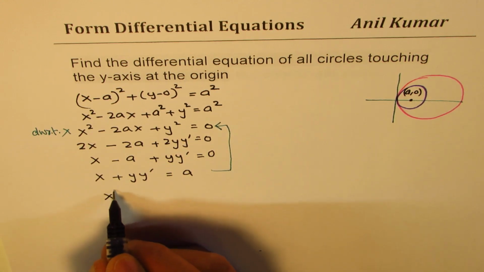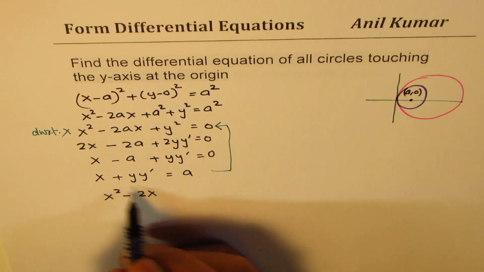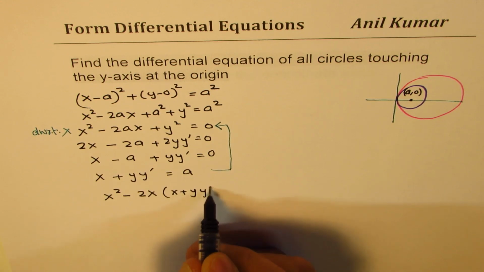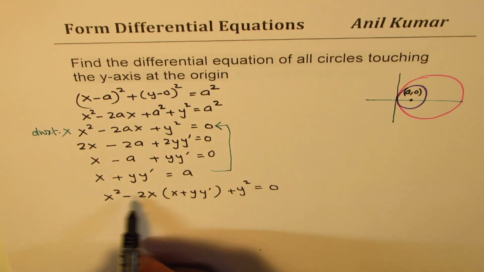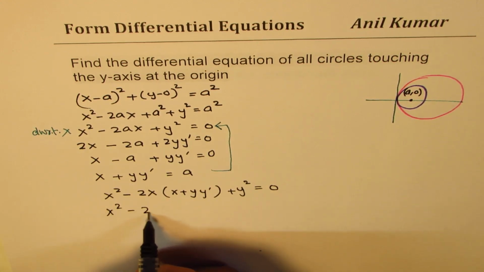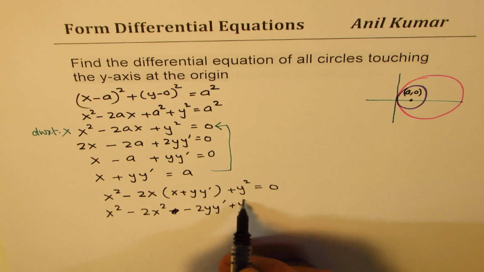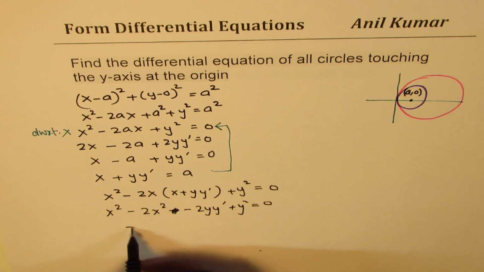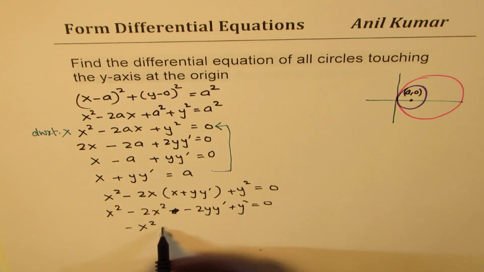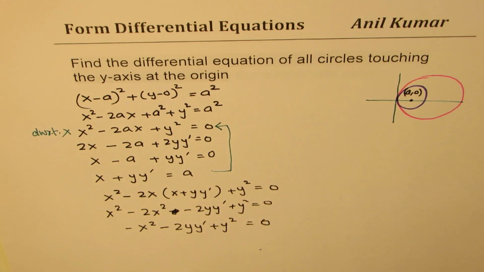So if I do that, what do I get? I get x square minus 2, so let me write x first. We'll write then the value of a, which is x plus y y prime, and we have plus y square equals 0. So let's expand this. We have x square minus 2x square minus 2y y prime plus y square equals 0. So this gives us minus x square, and here we have minus 2y y prime plus y square equals 0.